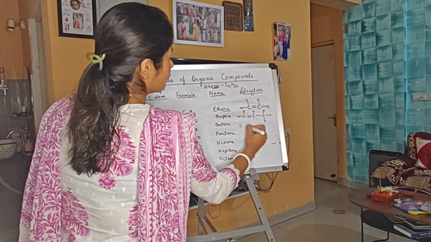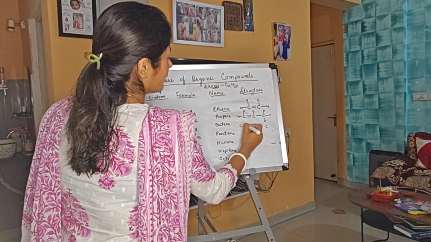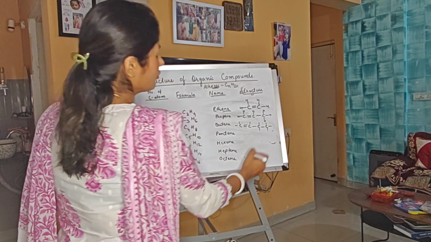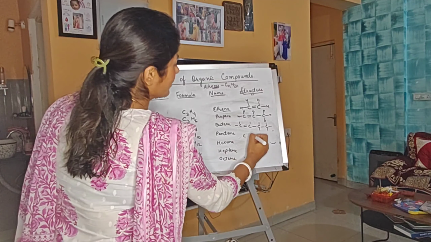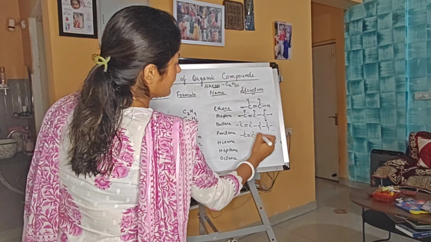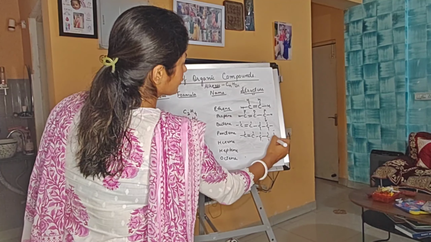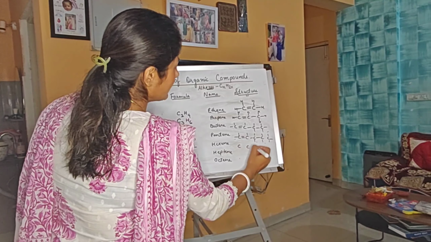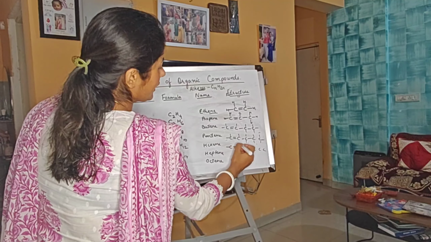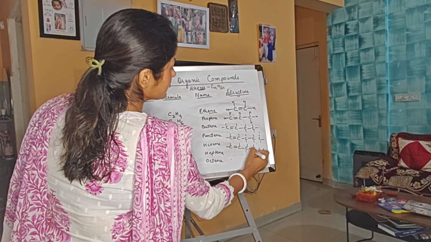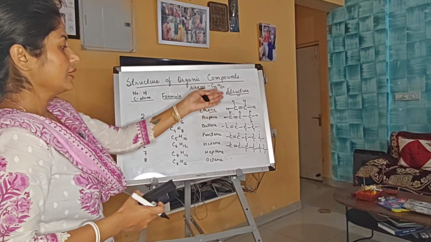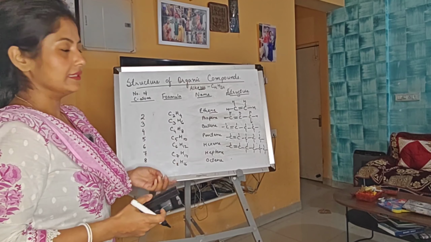Similarly for butene, put 4 carbon atoms, put a double bond between carbon 1 and 2, and then make up the valencies of all the carbon atoms. Similarly for pentene, put 5 carbon atoms, put a double bond between carbon 1 and 2, and then make up the valencies of all the carbon atoms. Similarly hexene, 6 carbon atoms, and then a double bond between the first 2, and then make up the valencies of all the carbon atoms by substituting with hydrogen. So this is how we will draw the structures of alkenes.